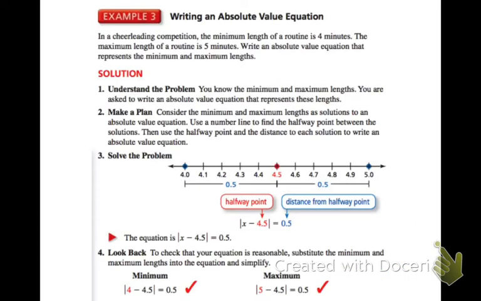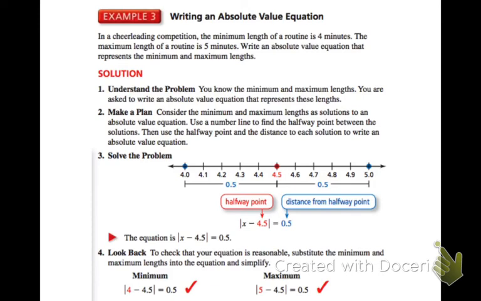All right, so one thing we're going to try to do now is write an absolute value equation. In a cheerleading competition, the minimum length of a routine is 4 minutes, the maximum length is 5 minutes, and we're going to write the absolute value equation that represents the minimum and maximum lengths.